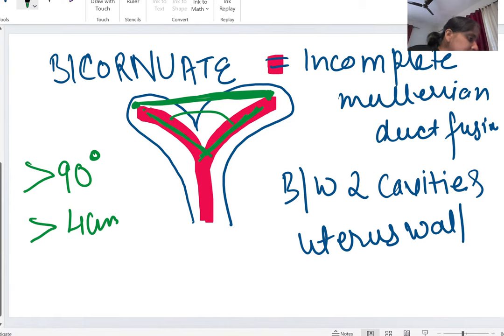Fundus is not normal, ma'am. Beta, you have to measure the distance between the fundus. You have to measure the distance between the fundus.